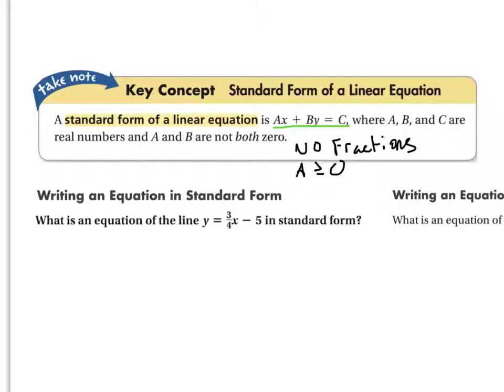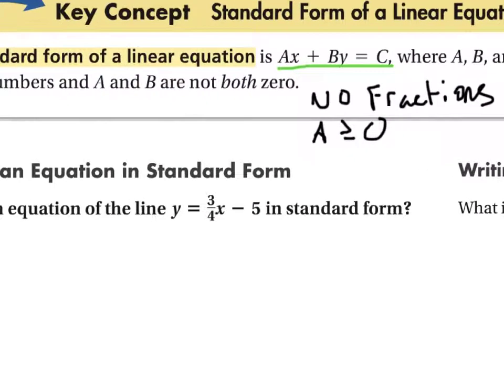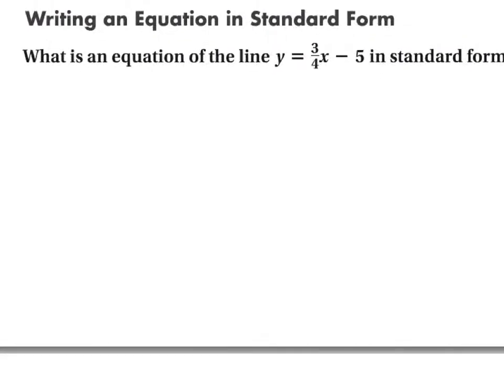Okay? So what we want to do then is take our equation in the example right below that, y equals 3/4 x minus 5. That is currently written in slope-intercept form. We want to rewrite that so that it's written in standard form. Okay? So let's take a closer look at this example. First thing we need to do is get our x and our y on the same side of the equation. So the first thing I would do is subtract 3/4 x.